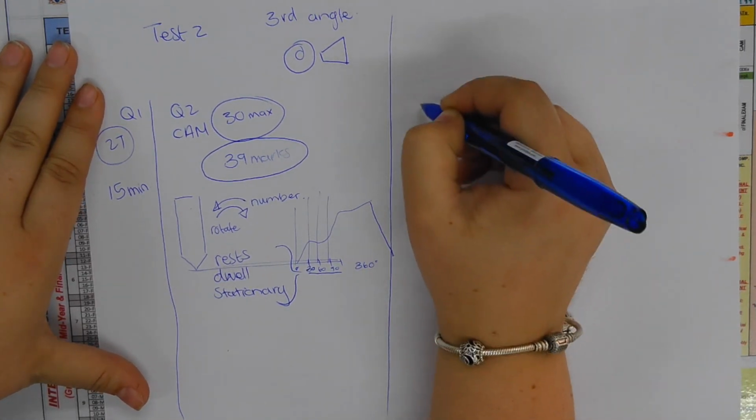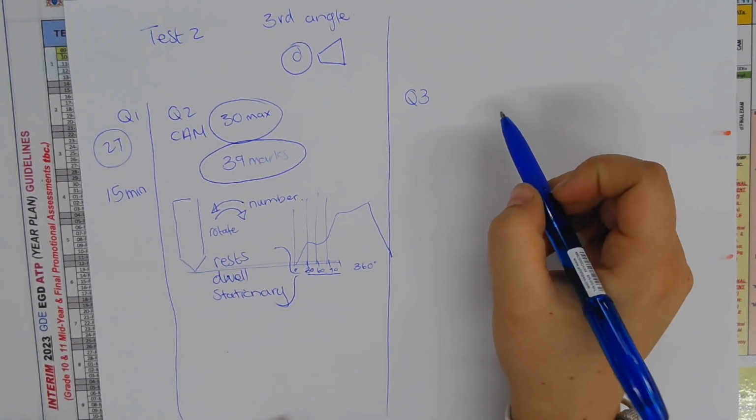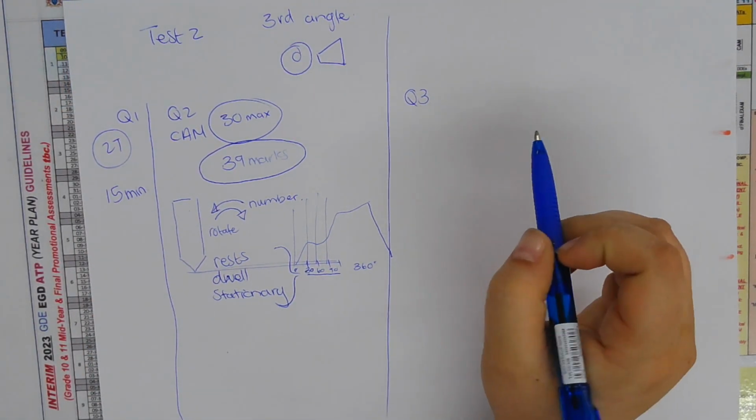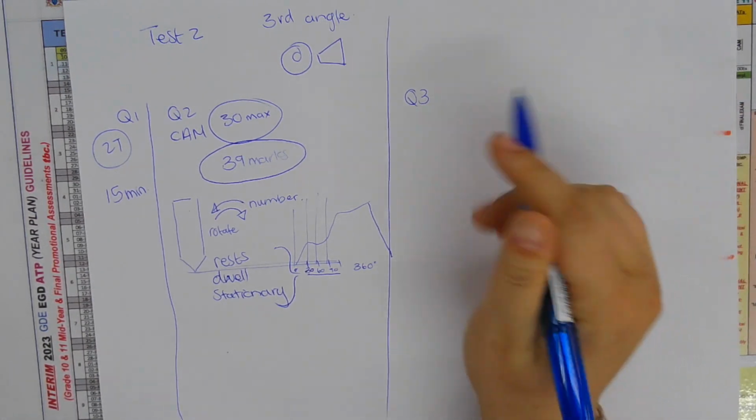Question 3 is isometric. So for this one, 45 minutes. Leave it after that.